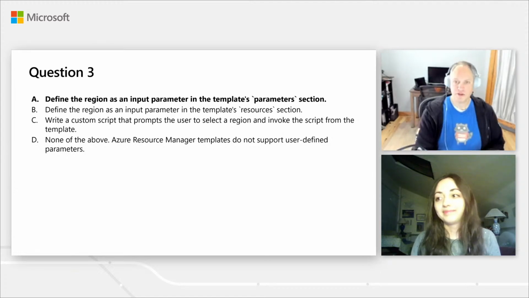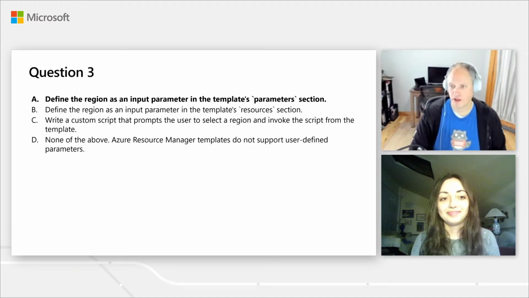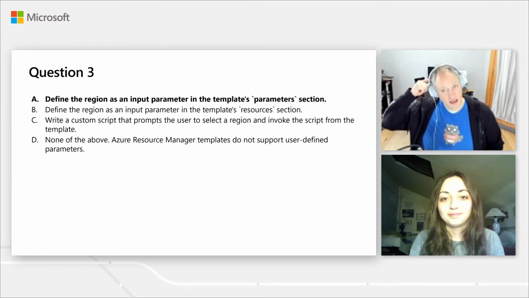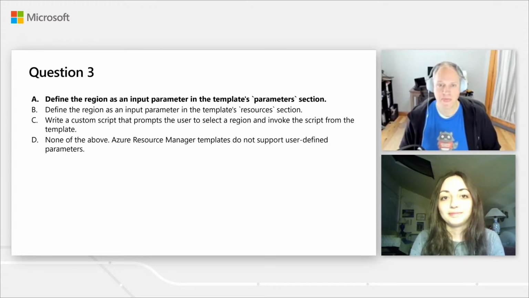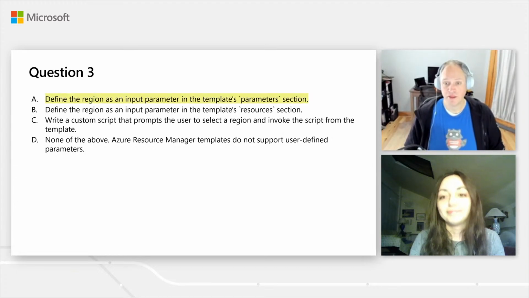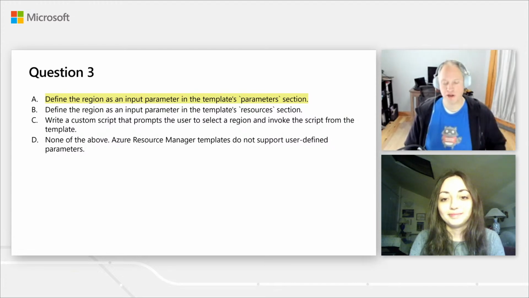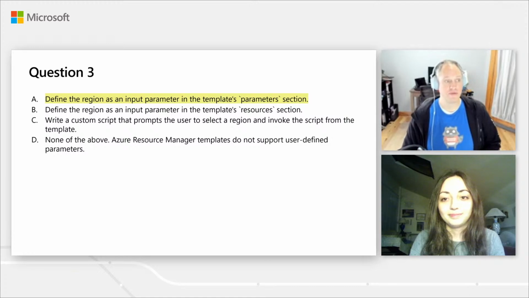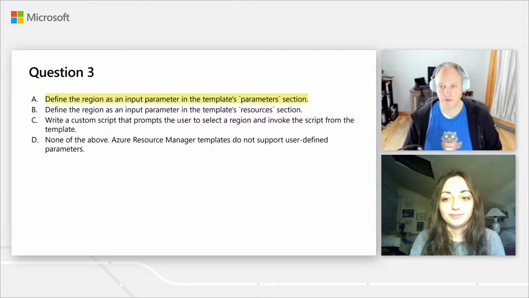All right. So just checking back in on the poll and chat there, and we've got a split. A couple people voted for C, and we got a vote for A. A is our correct answer, but those of you who voted for C, don't worry, you're not that far off, because that is one technique that you can use to prompt for a region. Rather than having the script as part of the template, you use a wrapper script to call and run the template. But yeah, it's a pretty common technique.